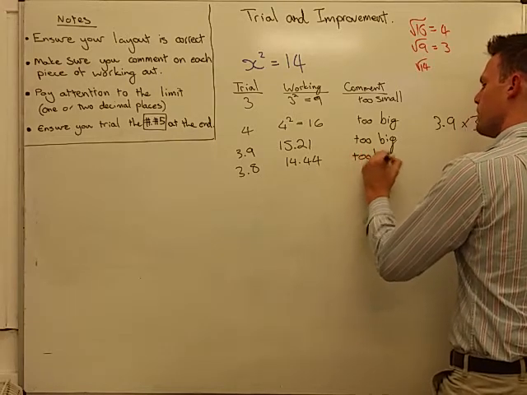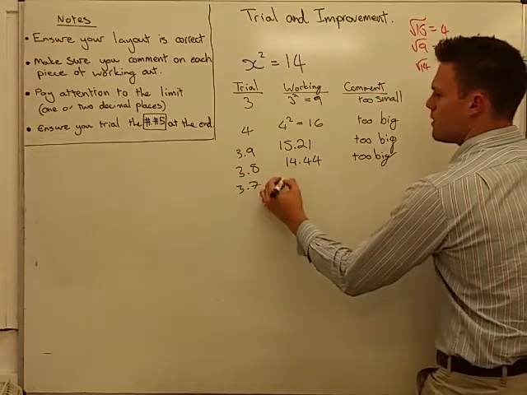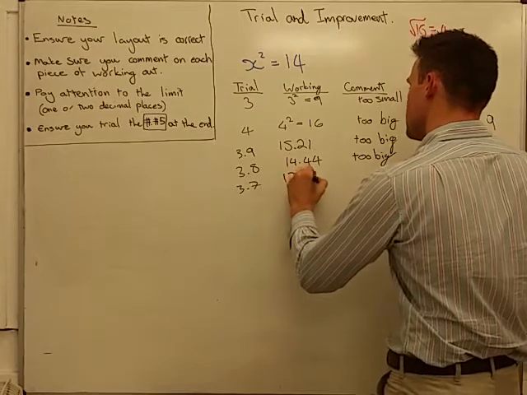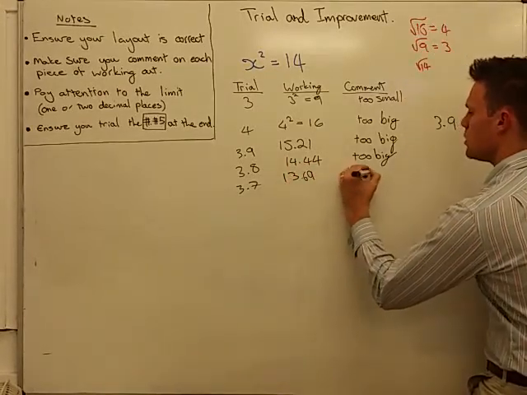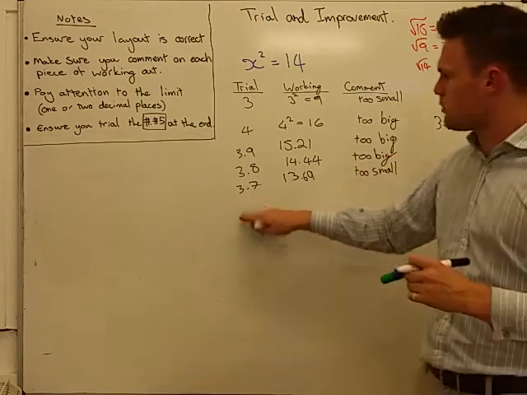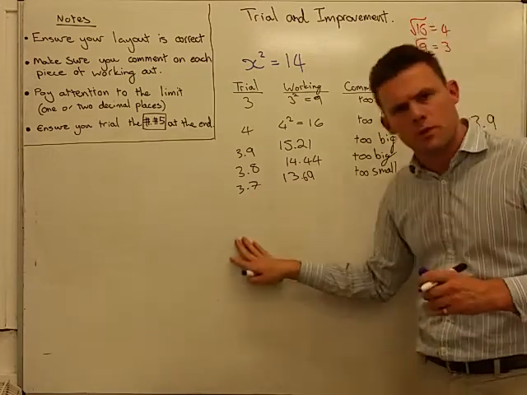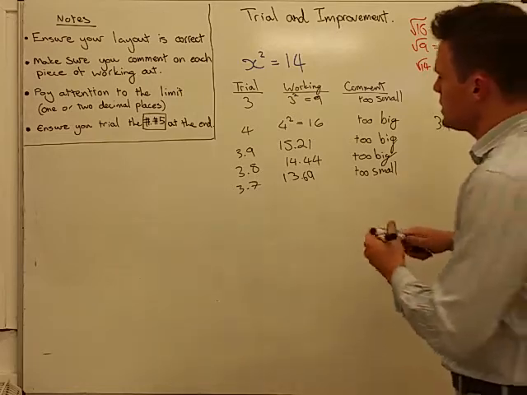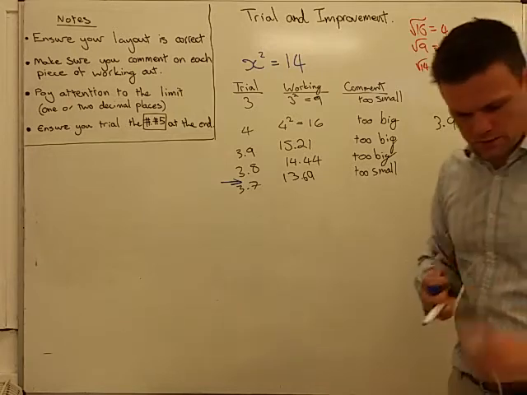Okay, well, that's 3.7. And 3.7 actually gives me 13.69. 13.69, that's now too small. Okay, I'm going to stop there, because if I carried on 3.6 and 3.5, 3.4, I'd just be getting smaller and smaller. I know that my answer is going to sit somewhere between 3.8 and 3.7.